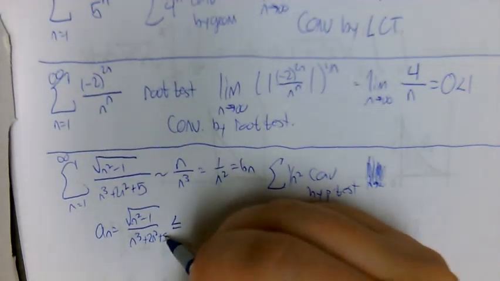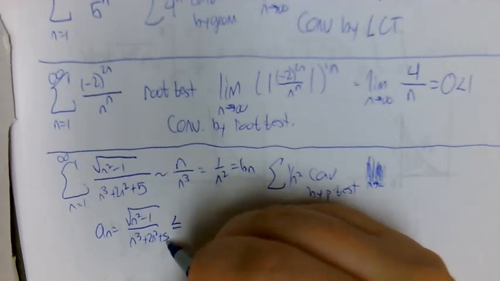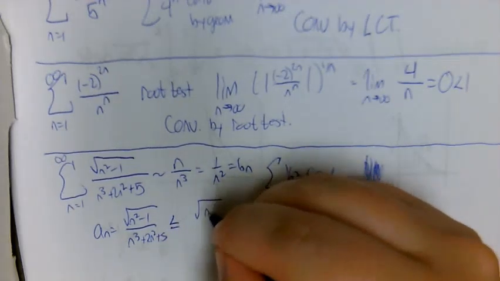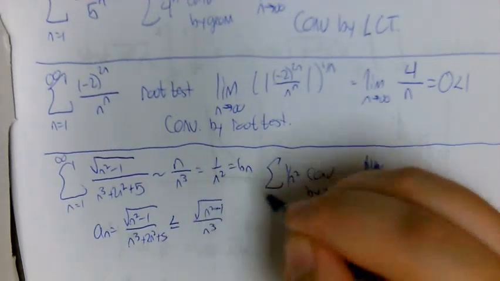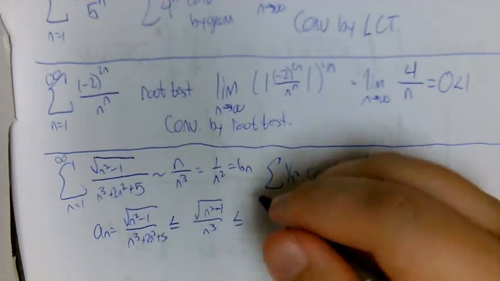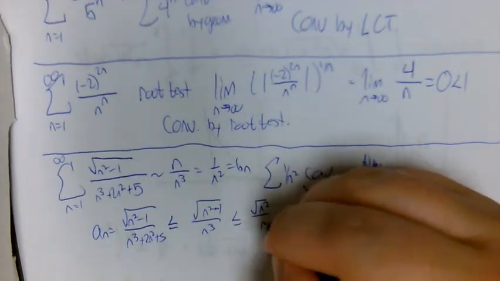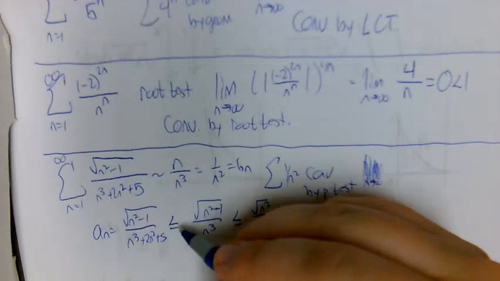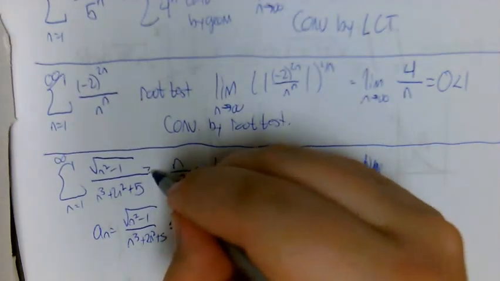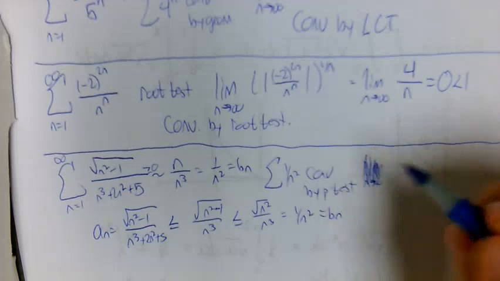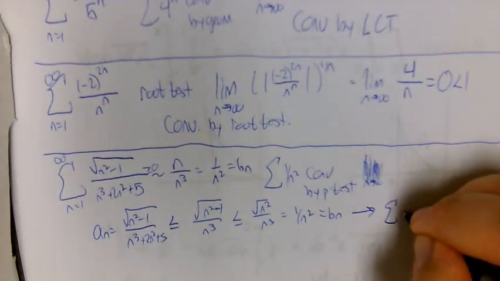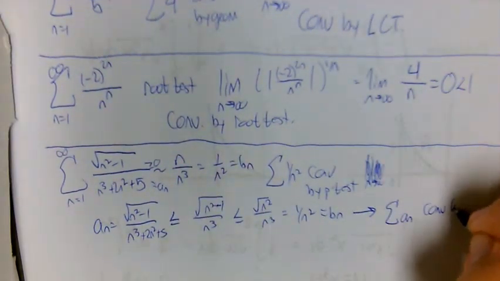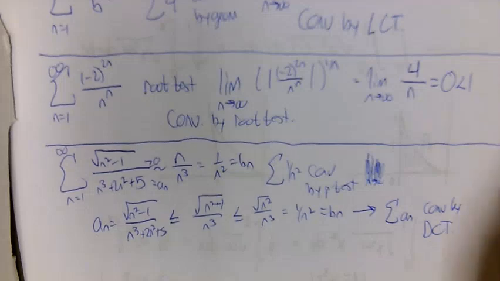All right, so if I subtract something from the bottom, I'm going to get bigger. So I'm going to subtract 2n squared plus 5 from the bottom. Then if I add something to the top, that will also make things bigger. And then this will turn into 1 over n squared, which is my bn. So since an is less than or equal to bn, we have a positive series, and the series for bn converges, then the series for an converges by, this time, the direct comparison test.